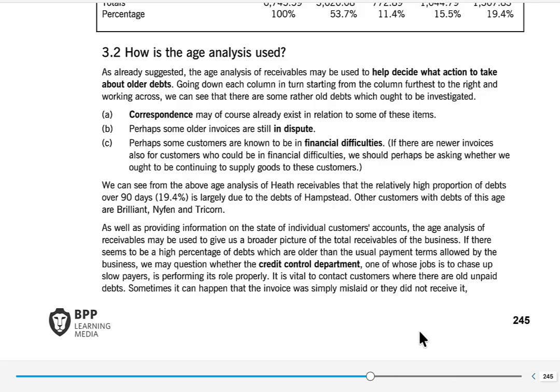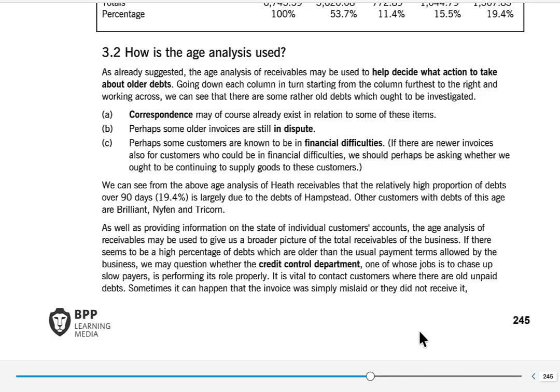Decision 3. Reviewing the effectiveness of the credit control department. If debts are getting older, it may indicate weak chasing procedures or poor follow-up. Decision 4. Estimating risk of irrecoverable debts. Very old debts are more likely to become irrecoverable, so management may become more cautious. Decision 5. Deciding whether to change credit terms. For example, shorter credit periods, stricter credit limits, more checks before granting credit.